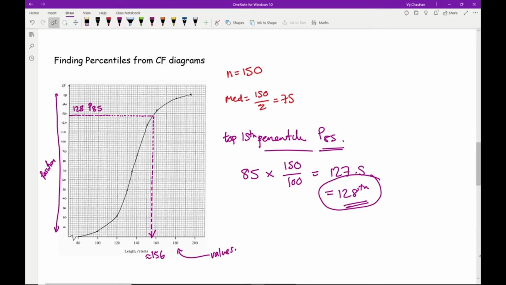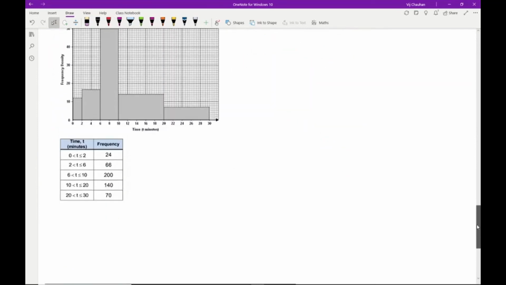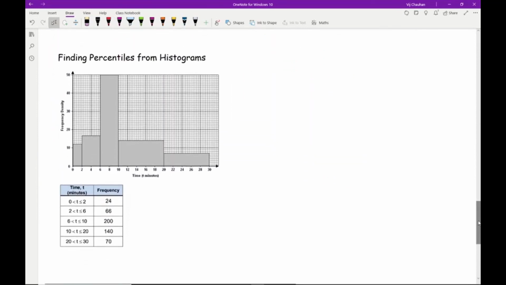Now we move on to the next commonly used diagram in stats, which is a histogram. Finding percentiles from histograms is a little bit more complex. Depending on what information has been given to you, from this we know that n is 500. If you're not sure how to convert from a histogram into a table, because we're going to need to know the frequencies, there is a video on histograms which shows you how to do that. In other words, what we need to do is work out the area of each bar.